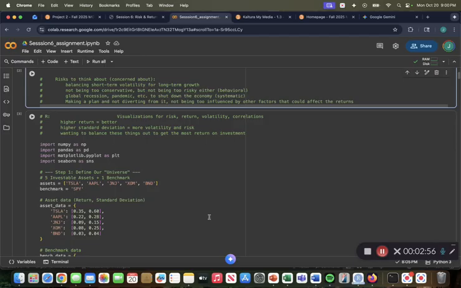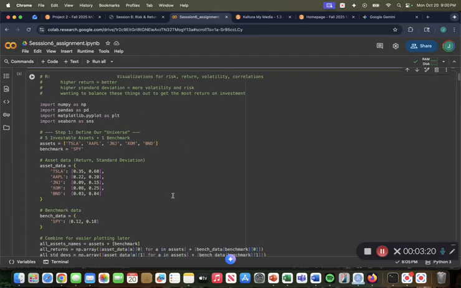So some other things to consider. A high return is better because we obviously want to earn more money. So we won't say no to a higher return, rather. We will say no to a lower return. Then the higher standard deviation is more volatility and risk. And we want to balance these things out to get our highest return, but not be too conservative like we said already. So just going through some of the code here.